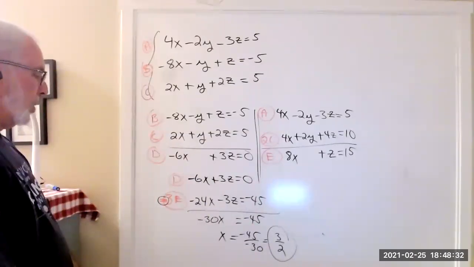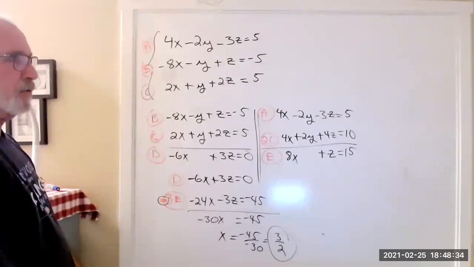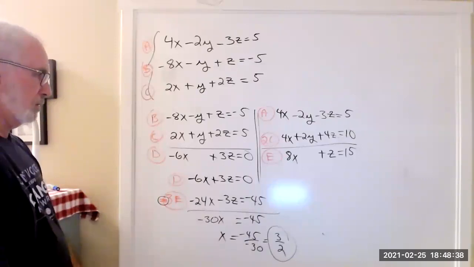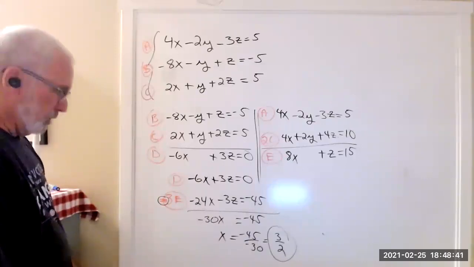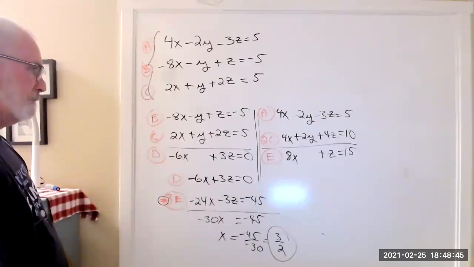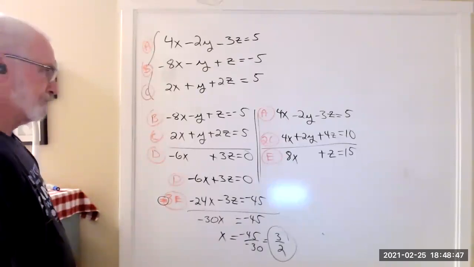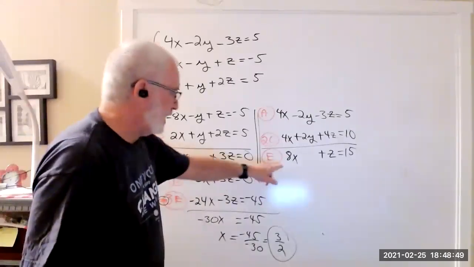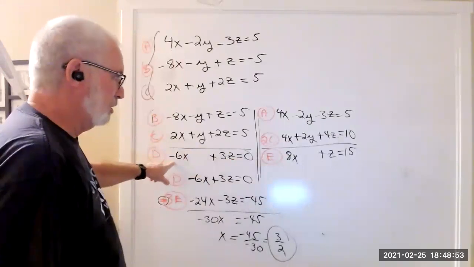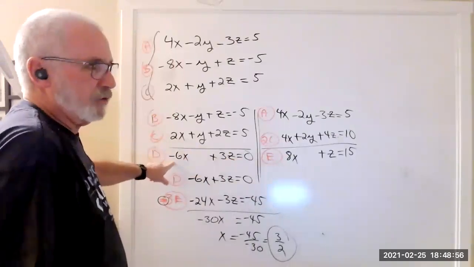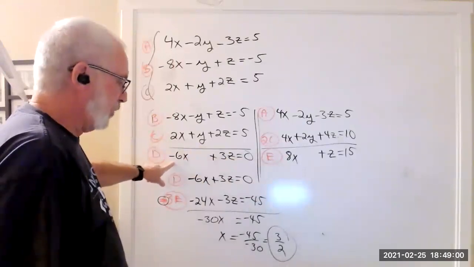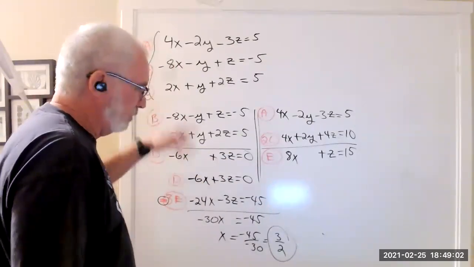All right. So now what do I do? How do I get my other variables? What do I have to do? Plug it into D or E. Good. Plug it into D or E. I think I'm going to plug it into E only because I don't like the negative there. And that's just me. You know, it's irrational. Shouldn't matter, but I'm going to.